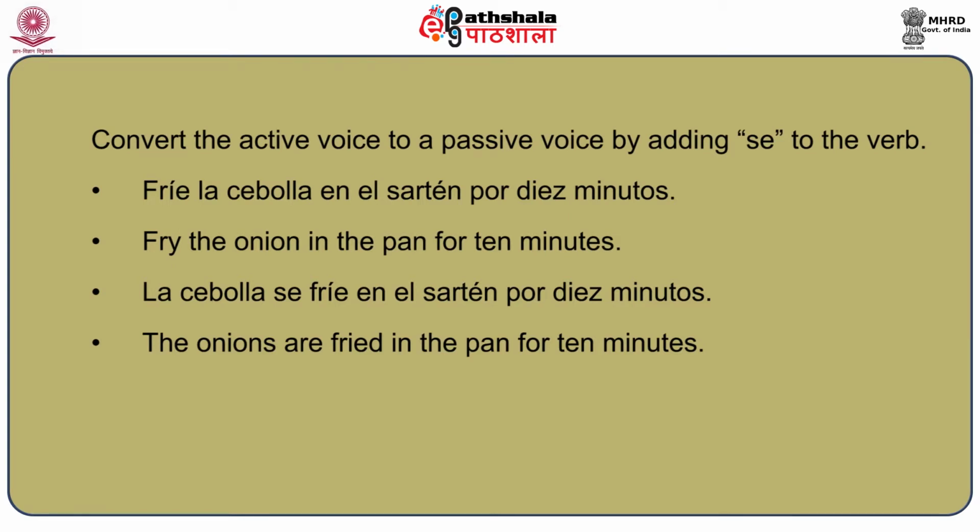Now when it converts into passive voice, that is the verb fríe, it becomes la cebolla se fríe en el sartén por 10 minutos, meaning the onions are fried in the pan for 10 minutes. So from active to passive voice, the verb remains the same as well as the form, and we just add se to the verb. Another example can be echa los porotos encima, meaning add the beans above. When it becomes passive, the sentence changes into se echan los porotos encima, meaning the beans are added above. As you can see, in a passive voice, the object of the original sentence becomes the subject. And in Spanish, this passive form is shown by se.